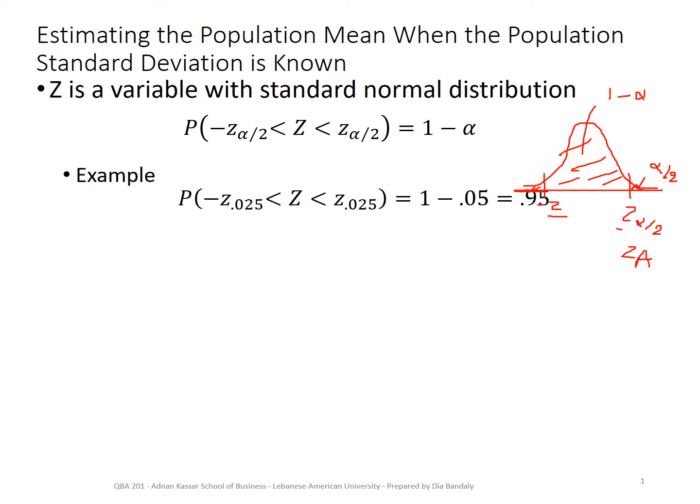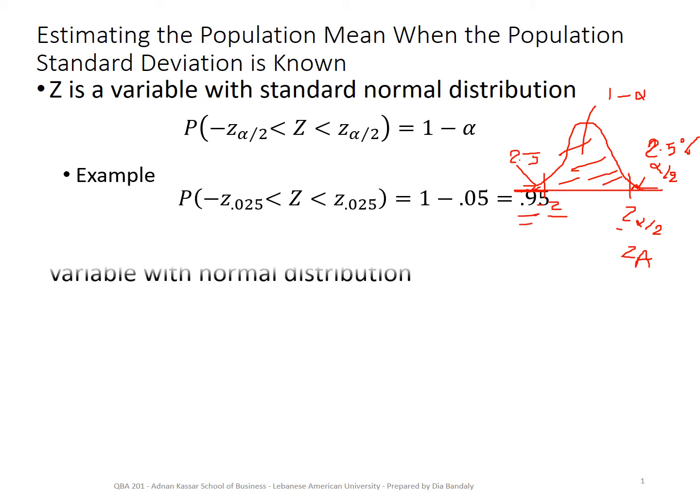Just an example of that. For example, Z 0.025, what does that mean? That means this area here is 2.5%, and the area on the right-hand side is also 2.5%. So what's left in between? Both of them together are 5%, so what's left is 95%. So here we go, this is what we're writing here.